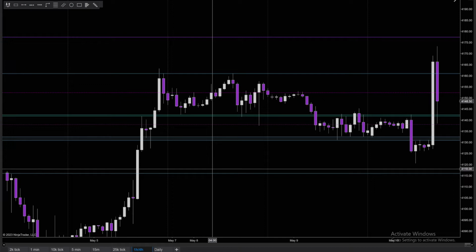Hey guys, so today we're going to get into cumulative delta and specifically how to use it for scalping. I'm going to review today's price action. I'm going to show you a trade that I missed, just kind of wasn't ready to take it, and then another one that I did trade.